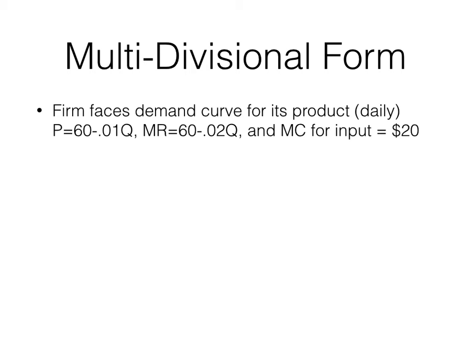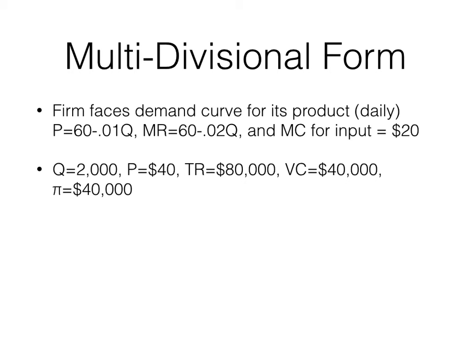Let's say a firm faces a daily demand curve of P = 60 - 0.01Q. We can determine the marginal revenue curve from this and find that marginal revenue is equal to 60 - 0.02Q. Let's say there's only one input in producing this final good, and the marginal cost for that input is $20. We can determine that the profit maximizing quantity for this firm is 2,000 units. You can plug 2,000 back into the original P = 60 - 0.01Q and find the profit maximizing price is equal to 40.